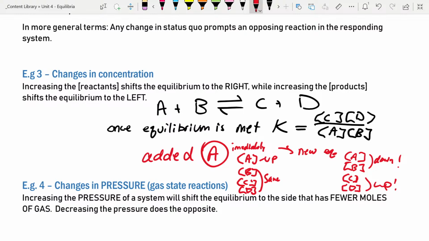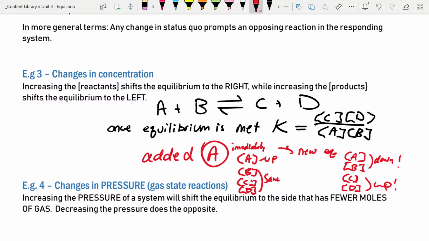I could add more of the cheap ingredient. That'll keep driving it. But what else could I do? What if I took away this? Maybe these are aqueous solutions, but this is a gas. Well, what could I do with the gas? I could let it out. And I could constantly be getting rid of D. And if I'm doing that, that's going to constantly drive the reaction forward.